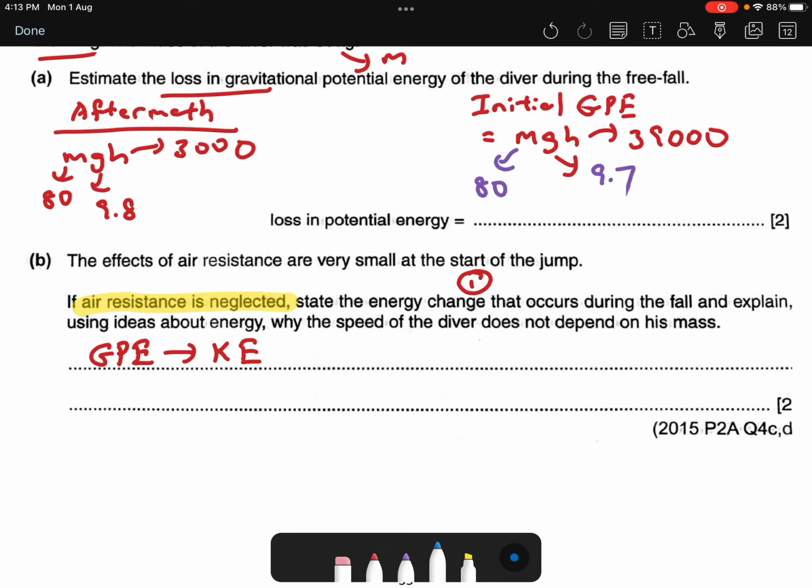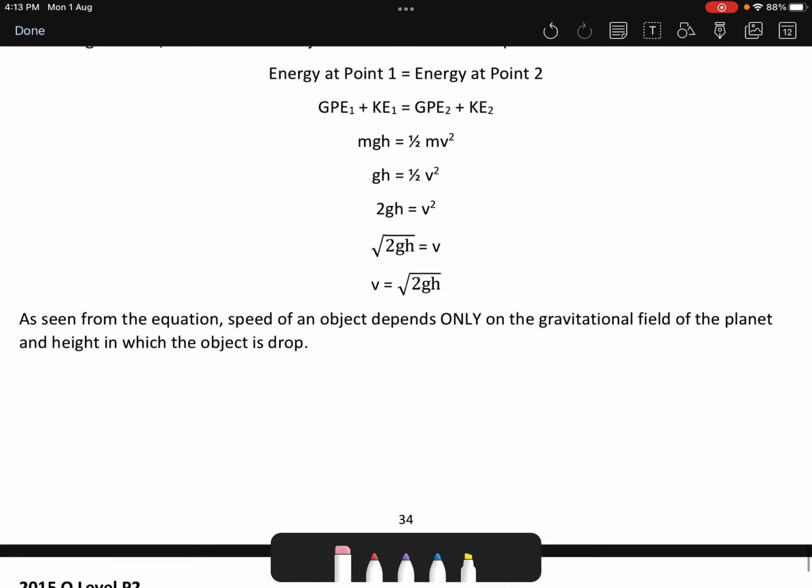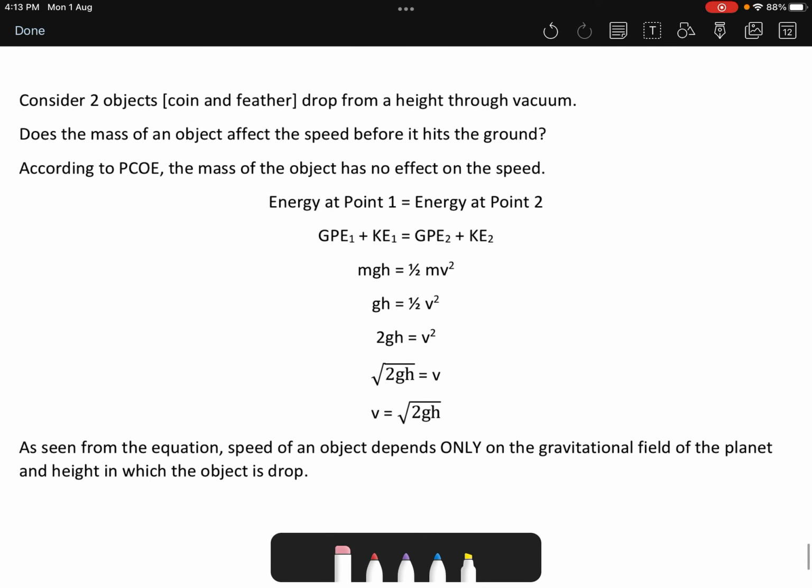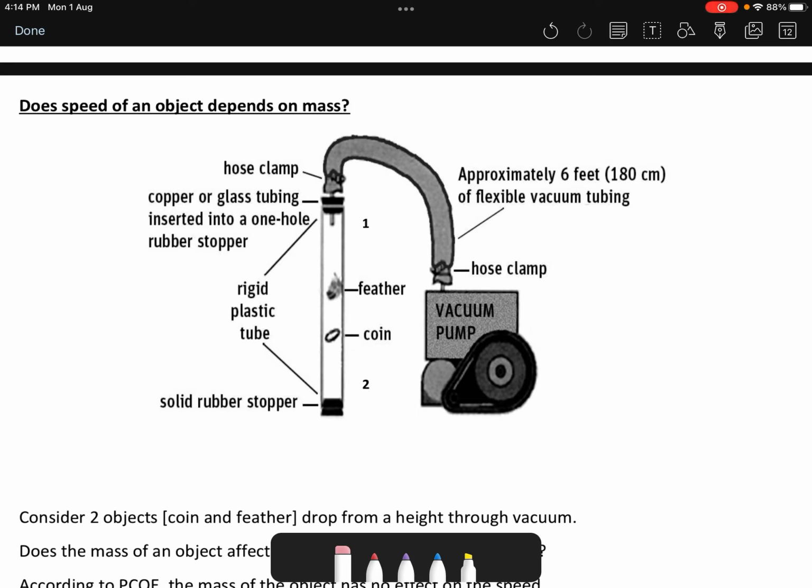The next part is: explain using the ideas of energy why the speed of the diver does not depend on the mass. This principle of conservation of energy states, does the speed of an object depend on the mass? Actually it doesn't, provided that there's no air resistance. How do I know that? Imagine we are considering this scenario where I have two things, a feather and a coin, inside a vacuum. You start, then you drop them, and they will reach the ground at the same time.